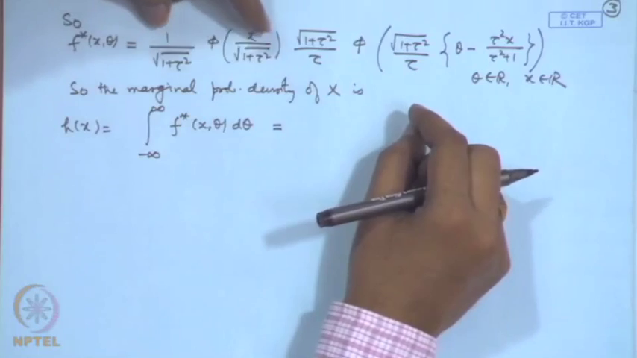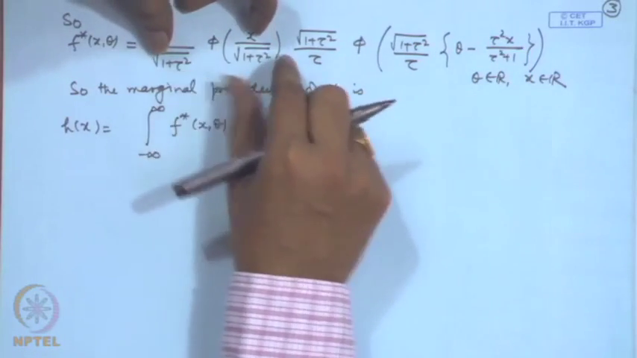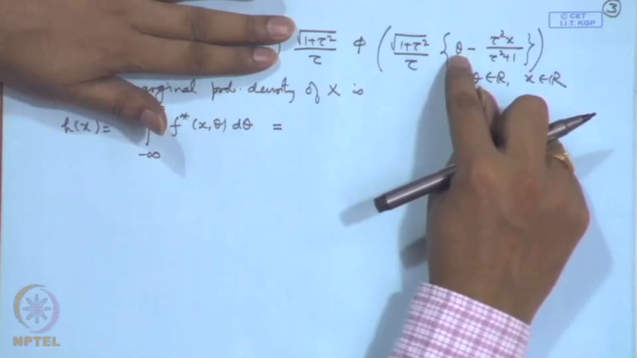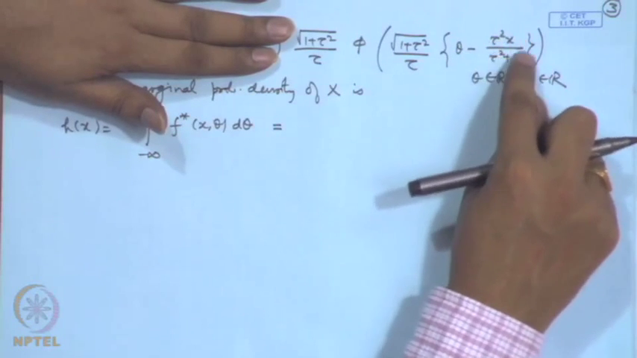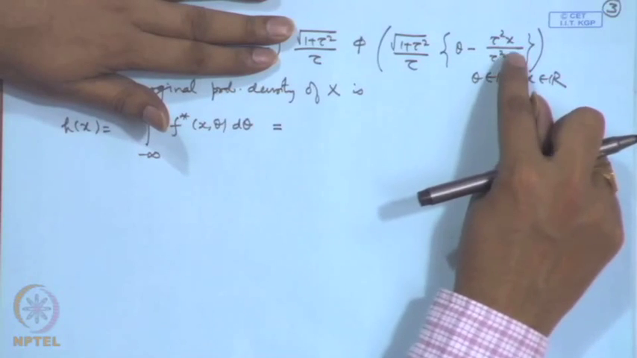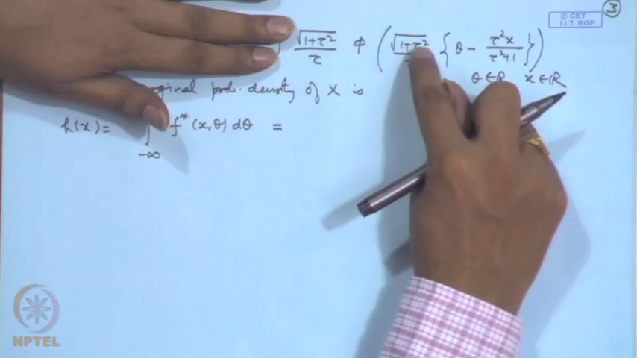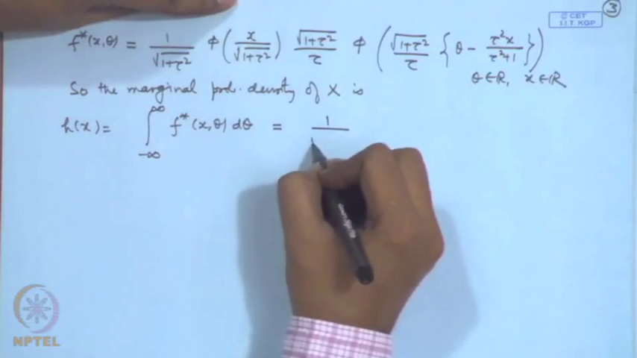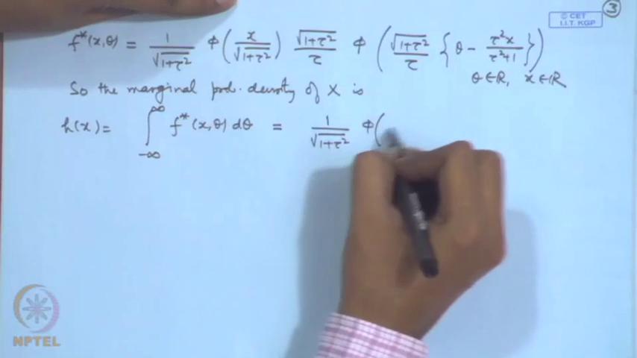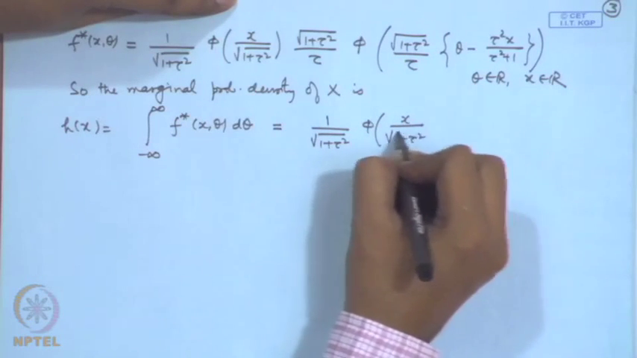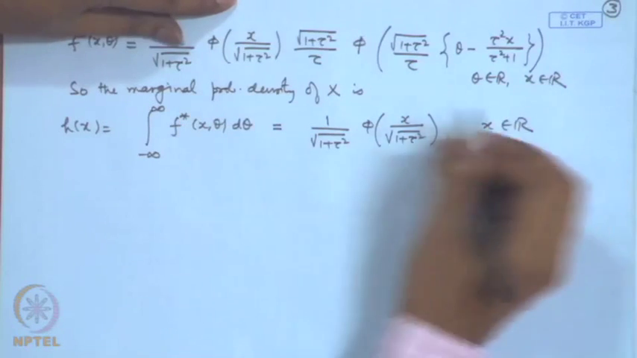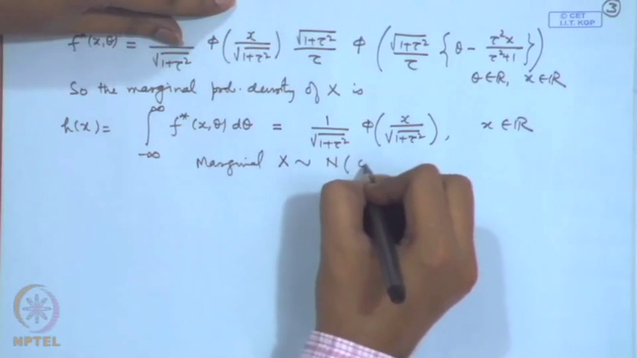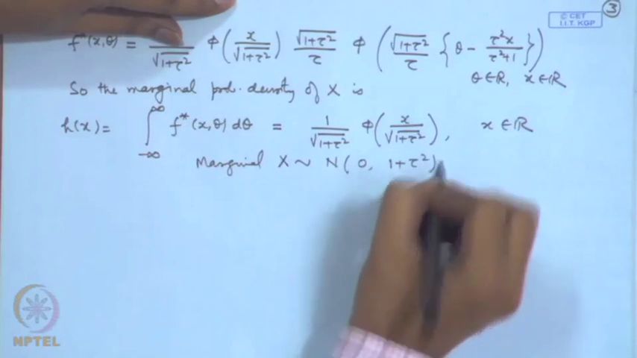If we integrate this term with respect to theta, note that the first term is free from theta, and the second term is nothing but a probability density of theta with mean mu given by tau square x by tau square plus 1 and sigma given by tau by square root of 1 plus tau square. So, the integral of this quantity will be 1 and you will be left with 1 by root 1 plus tau square phi of x divided by root 1 plus tau square for x belonging to R. That means the marginal distribution of x is normal with mean 0 and variance 1 plus tau square.